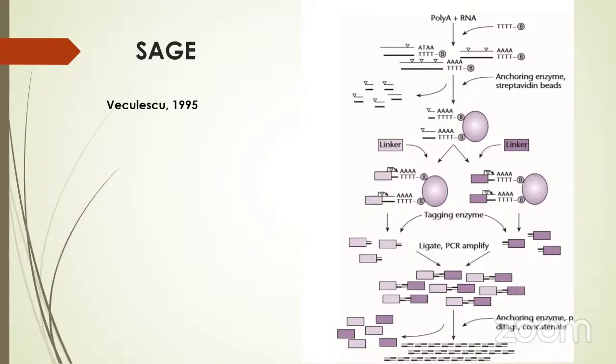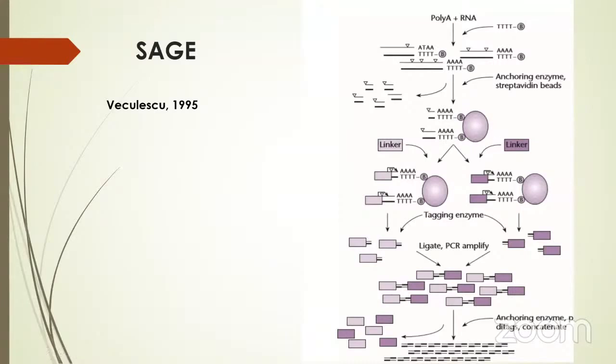We use a frequent cutter restriction enzyme, generally a tetra cutter, and then the 3' end of the cDNA will be bound with a biotin-streptavidin bead. So here is a bead, and here is the cDNA, which is labeled with biotin, and here is the streptavidin bead to which your cDNA fragment is attached. So basically this is nothing but like an EST.